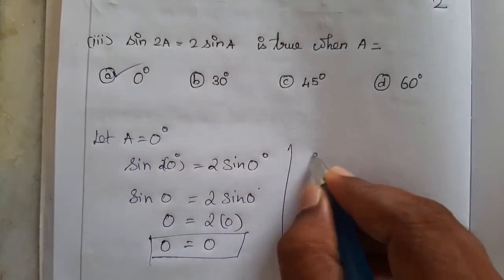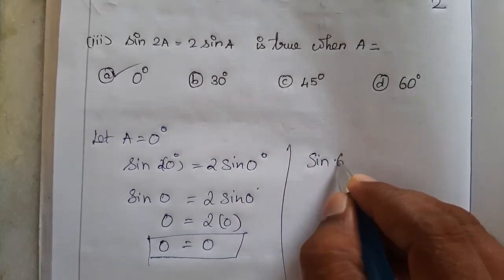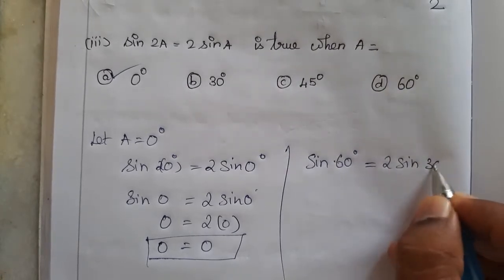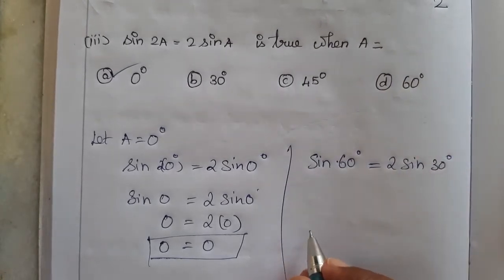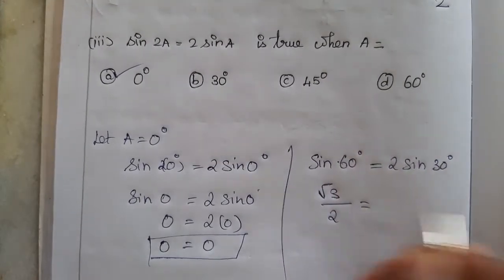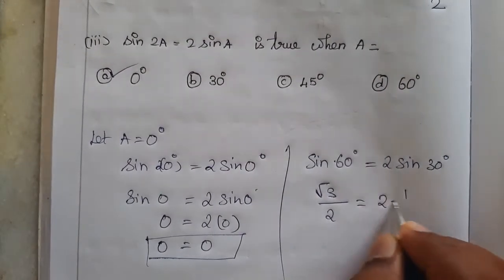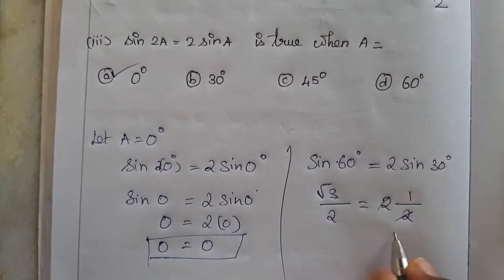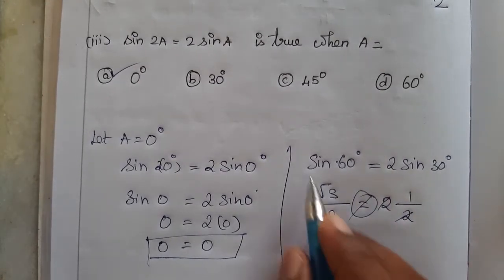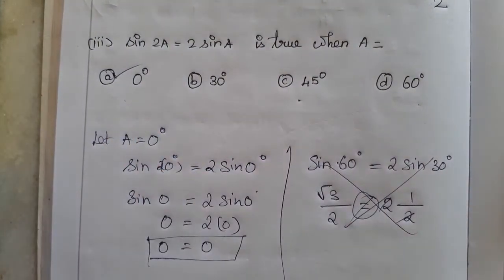Let me see. So sine of 2 into 30 degree will become sine 60 degree, right? I write directly 2 into sine 30 degree. What is the sine 60 degree? Square root of 3 by 2, right? And 2 into sine 30 degree is 2 into 1 by 2, so it will become 1. So you can see that both are not equal. They are not satisfied. Like this, 45 also is not satisfied, 60 also not. Only 0 degree will be satisfying.